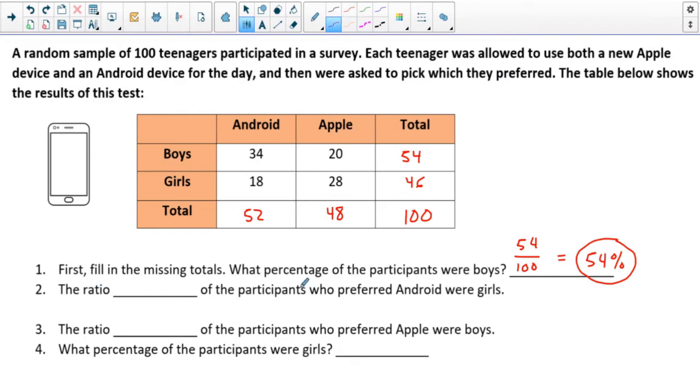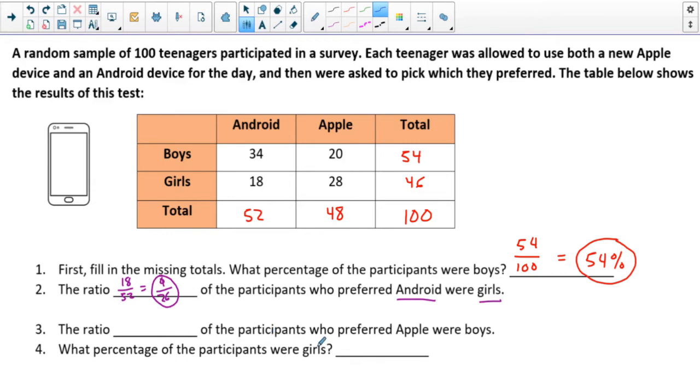The next one's asking us for a ratio, though. So the ratio of the participants who preferred Android and were girls. So looks like a total of 52 people preferred Android, and 18 of those were the girls. So we're doing 18 over 52 is going to be our ratio. And we can reduce this. It looks like I can take a 2 out of both these numbers. So let's go ahead and reduce that to 9 over 26 would be our reduced ratio.